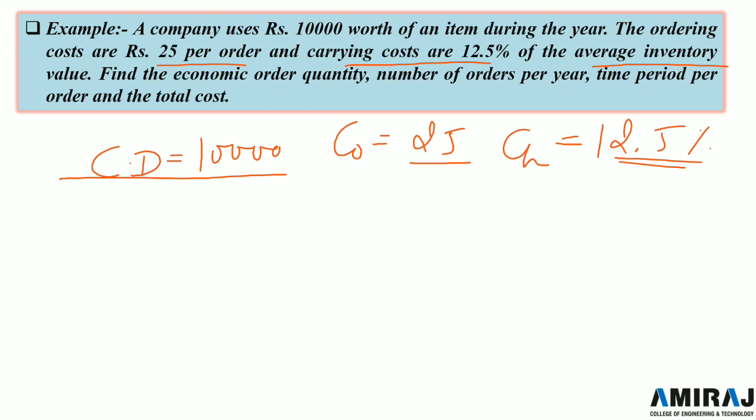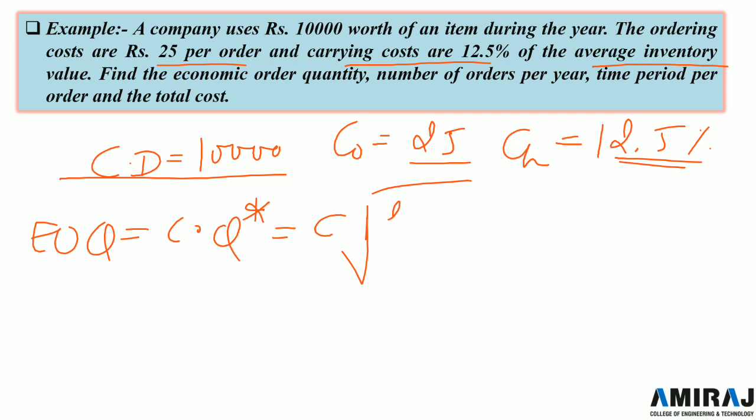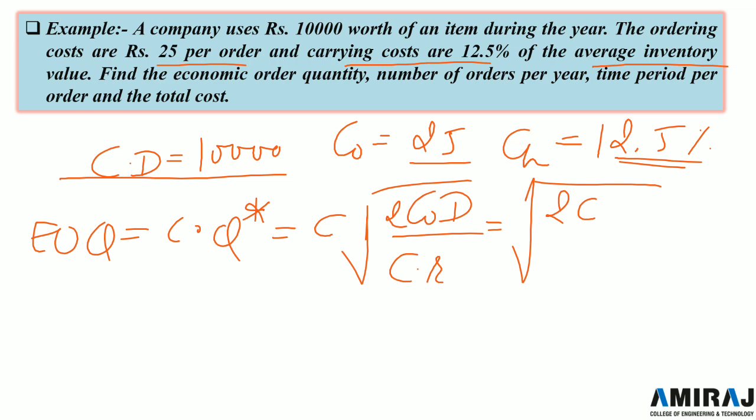So the EOQ, that is the economic order quantity, is given by C into Q star. Here, C into the square root, we know the equation, 2 CO, the ordering cost, into demand divided by C into small r. So we will get the equation as the square root of 2 C into D into CO divided by R.